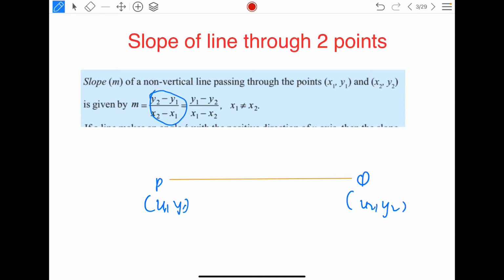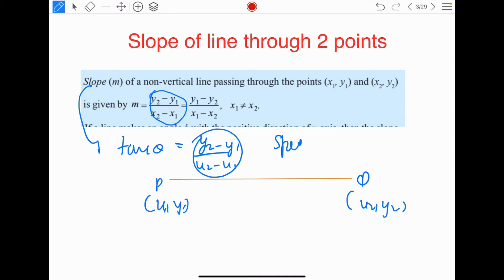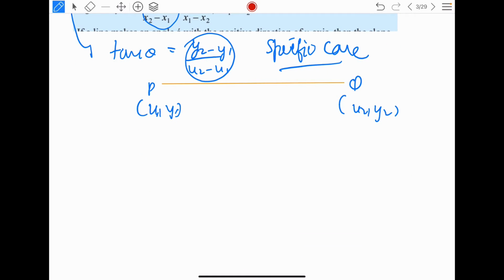Okay, the slope of any line always is tan theta. The tan theta value here in this case, when the line is passing through 2 points, can be written as y2 minus y1 upon x2 minus x1. So this is your specific case.